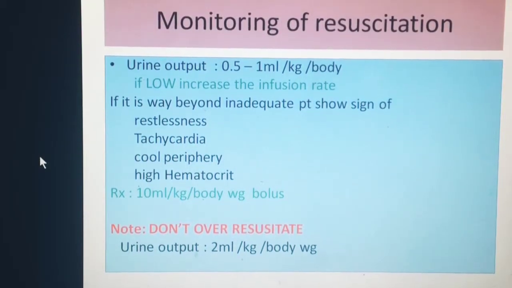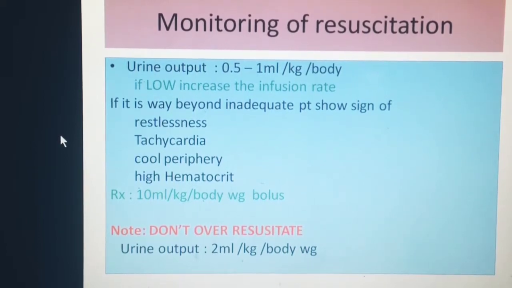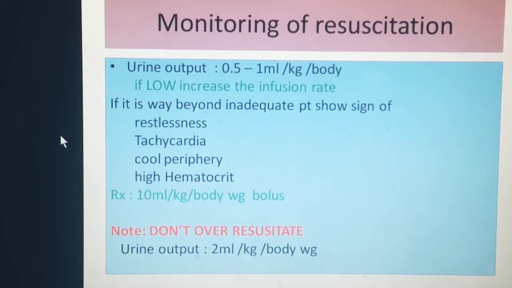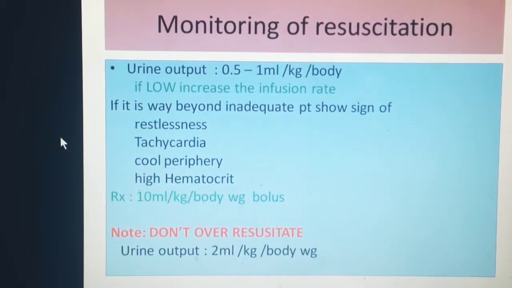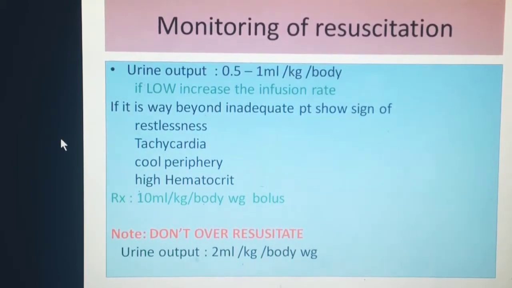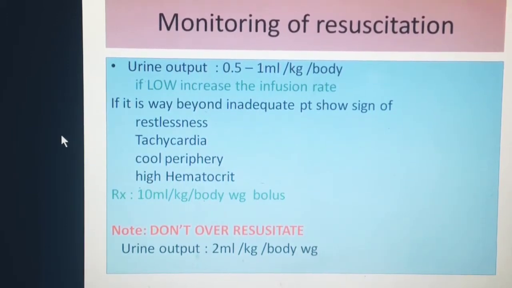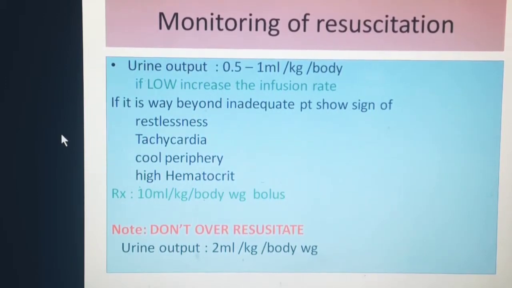Then how do we monitor fluid resuscitation? We monitor this by calculating the urine output, which should be approximately 0.5 to 1 ml per kg body weight per hour. If there is low urine output, the infusion rate should be increased. Inadequate resuscitation is shown by the patient through signs such as restlessness, tachycardia, cold peripheries, and high hematocrit. The treatment is giving a 10 ml per kg body weight bolus IV infusion to the patient.